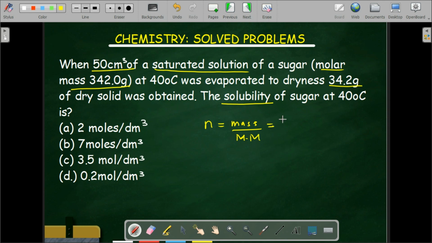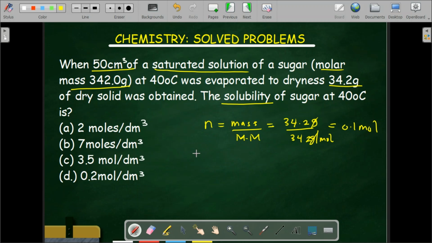And that will give us 34.2 divided by 342. This is gram per mole, and this is in grams, so grams eliminates grams, and we get our final answer of 0.1 moles. That's our number of moles.